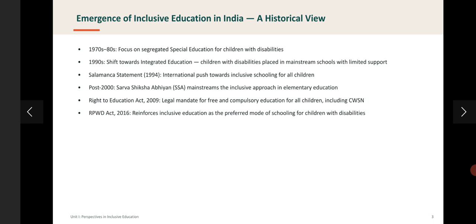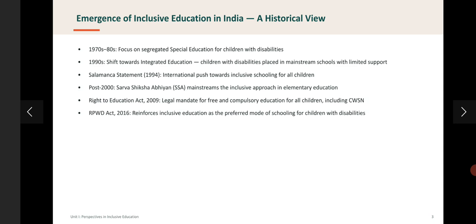Then comes post-2000, that is Sarva Shiksha Abhiyan. The Sarva Shiksha Abhiyan was launched to achieve the goal of universalization of elementary education in 2001. This is a very good initiative so that everybody gets elementary education.